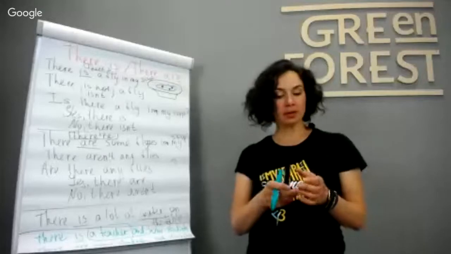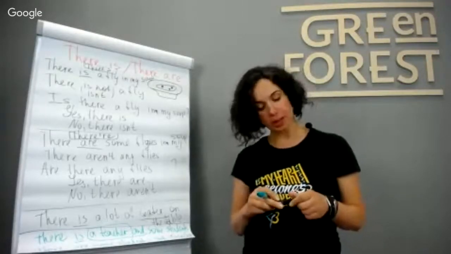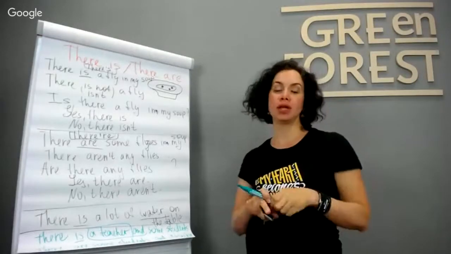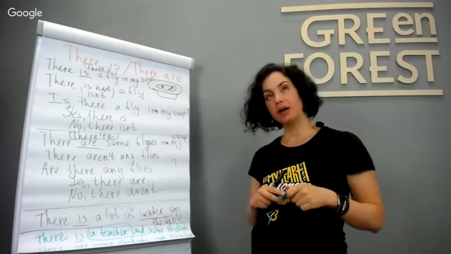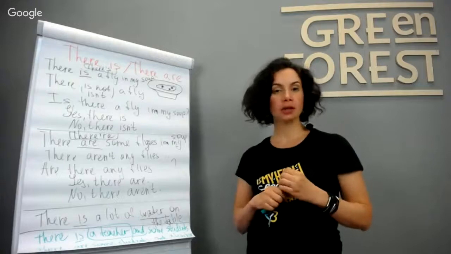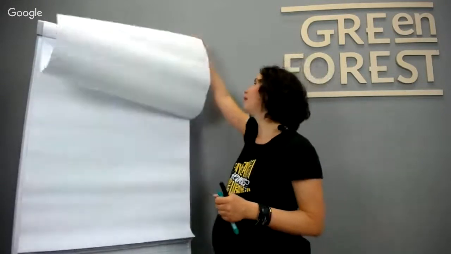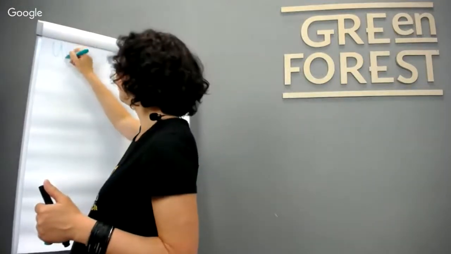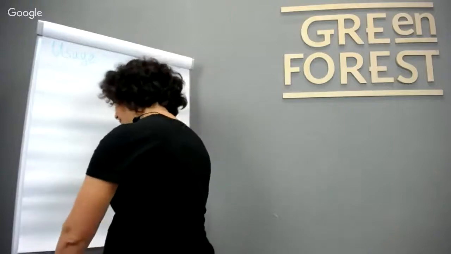So the reason we use is or are depends on the first noun that we use after it. If this first noun is in plural form, we use are. If it is in uncountable form or in singular form, we use is. This is all about the structure. Let's talk about its usage. Usage of the structure.